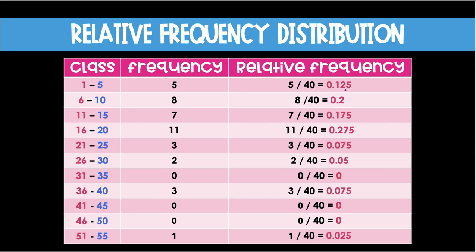These are my relative frequencies, 0.125, 0.2, 0.175, 0.275, and so on. Remember, these are the ones that you can write down in percentages if you want. This is the one that we use for the relative frequency bar graphs, Pareto charts, and these are the ones that we use for the pie charts more often.